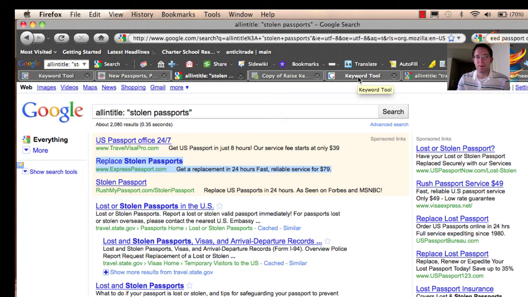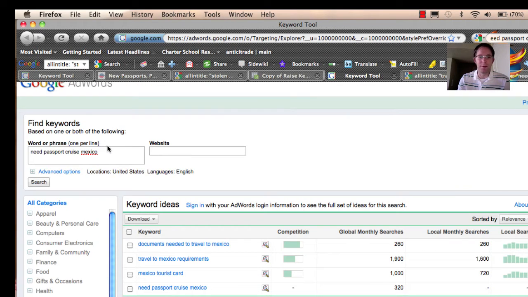And I looked at my own experience and thought, well, I am needing to travel to Mexico because I'm going on a cruise. So I decided to put in the keyword phrase of I need a passport for a cruise to Mexico, and I just did the basic phrases here: need passport, cruise, Mexico. And we see here that that phrase alone is already getting 320 searches a month. That's not a lot, but it's a very good targeted keyword phrase.